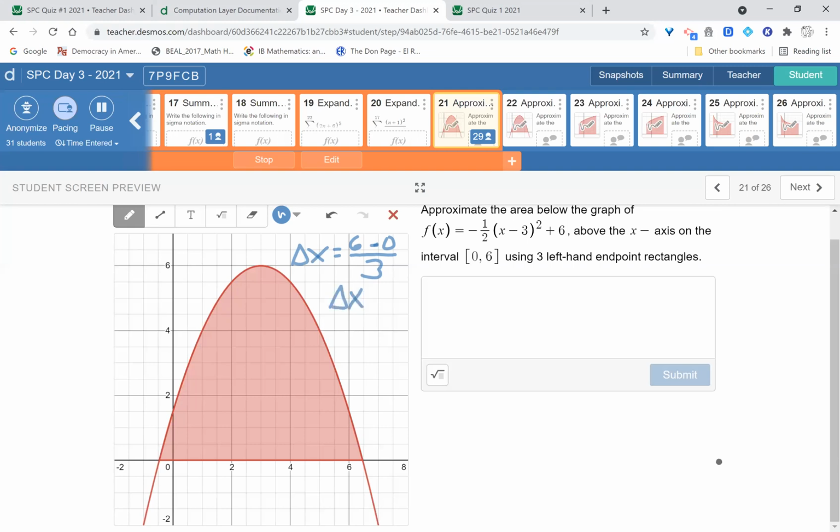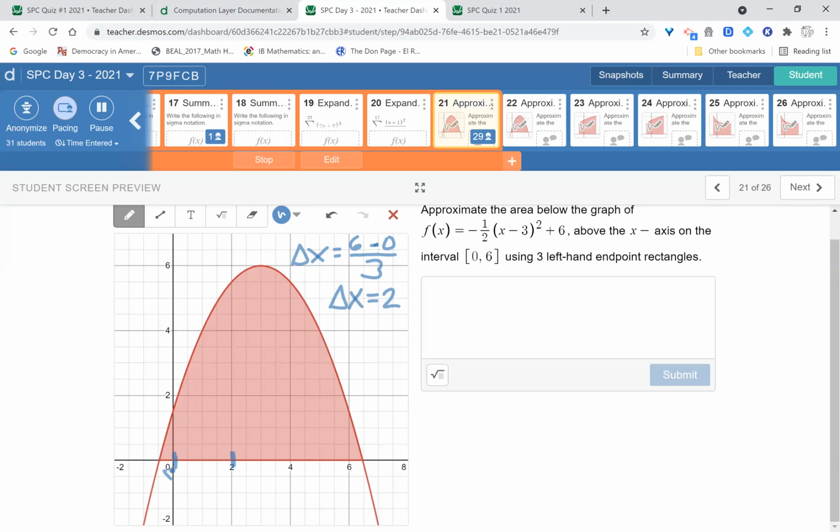So that means my delta x is going to be 2. That's how wide each rectangle is going to be. Let me repeat that. That's how wide each rectangle is going to be. My first rectangle is going to start over here at 0, and then it's got to be delta x units wide. So I got to get over here to 2. So this is my first rectangle, okay?